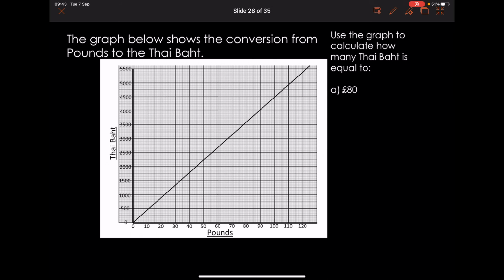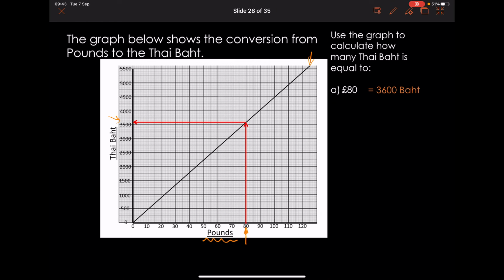So all you need to do is go to the £80 mark, which is just here on your graph. It must be the pounds section. Pounds is shown at the bottom. Okay. And when you do that, we can go straight up to that conversion line, and these lines will be drawn for you the majority of the time. Then you'll go across to the Thai baht section. As you can see, £80 is about equal to 3,600 Thai baht.